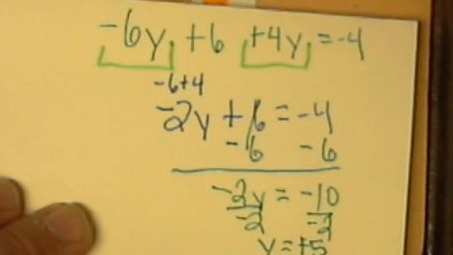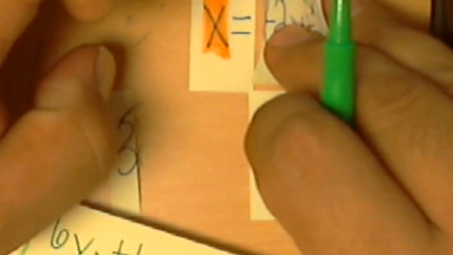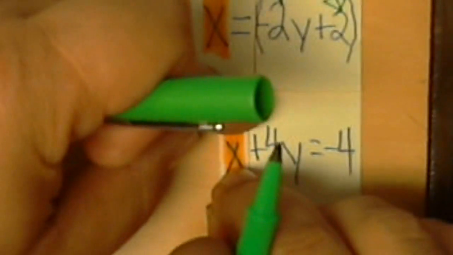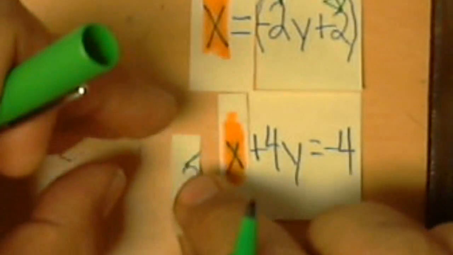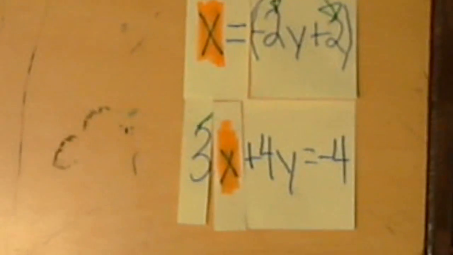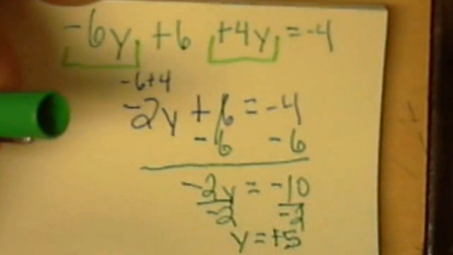So far, I've only found y. But if you remember, I have two different equations to solve for. I had x equals negative 2y plus 2. Can't forget about that. And then 3x plus 4y equals negative 4. So those are my original equations, and I know that y is now 5.